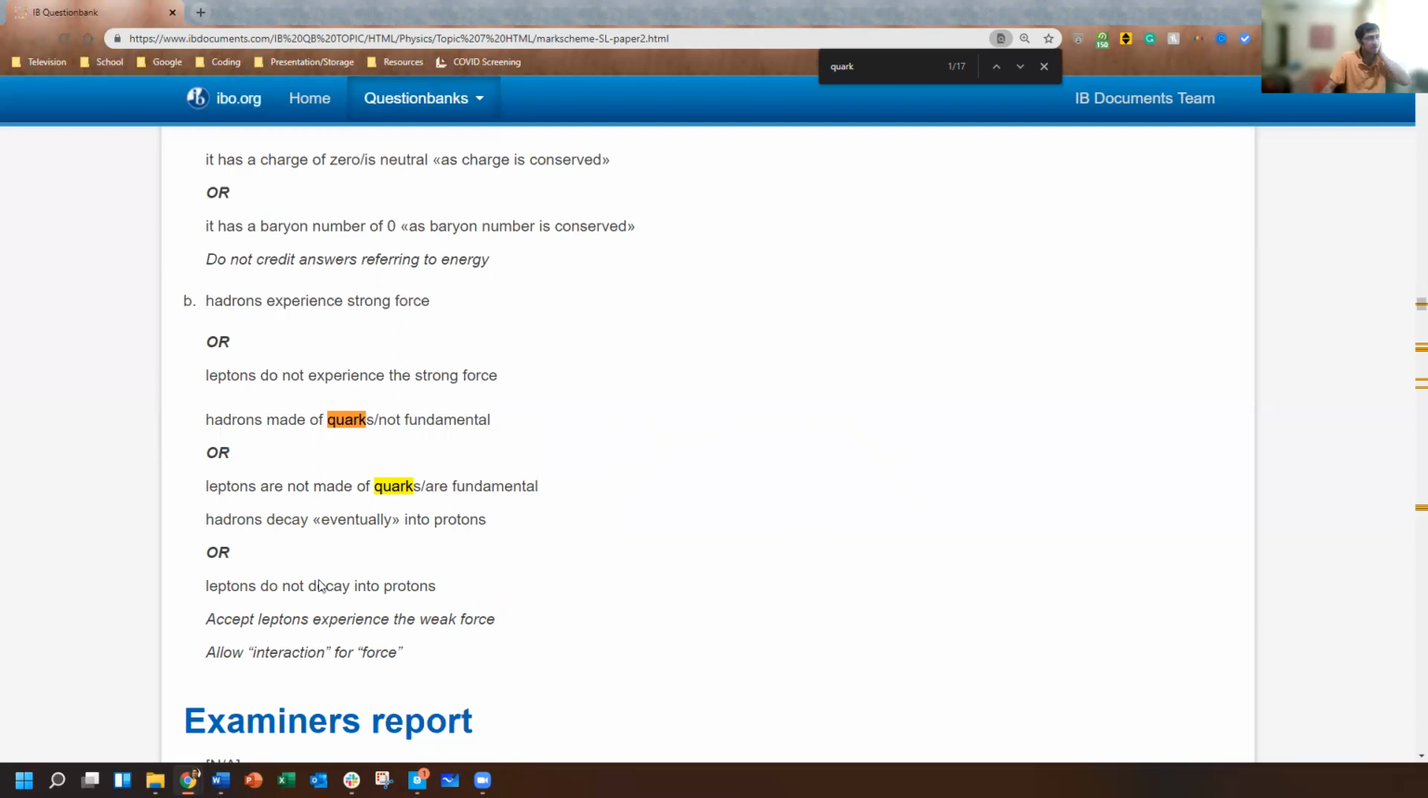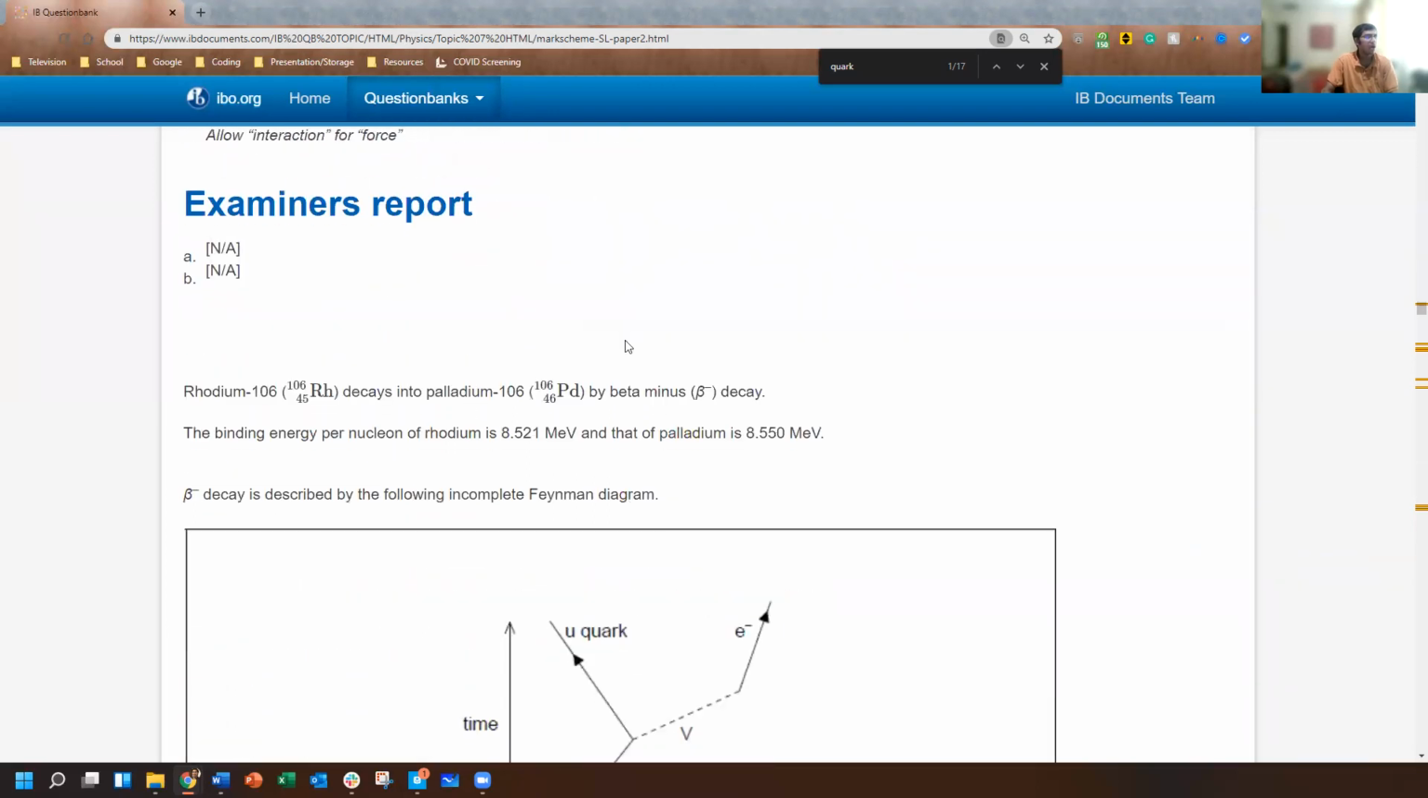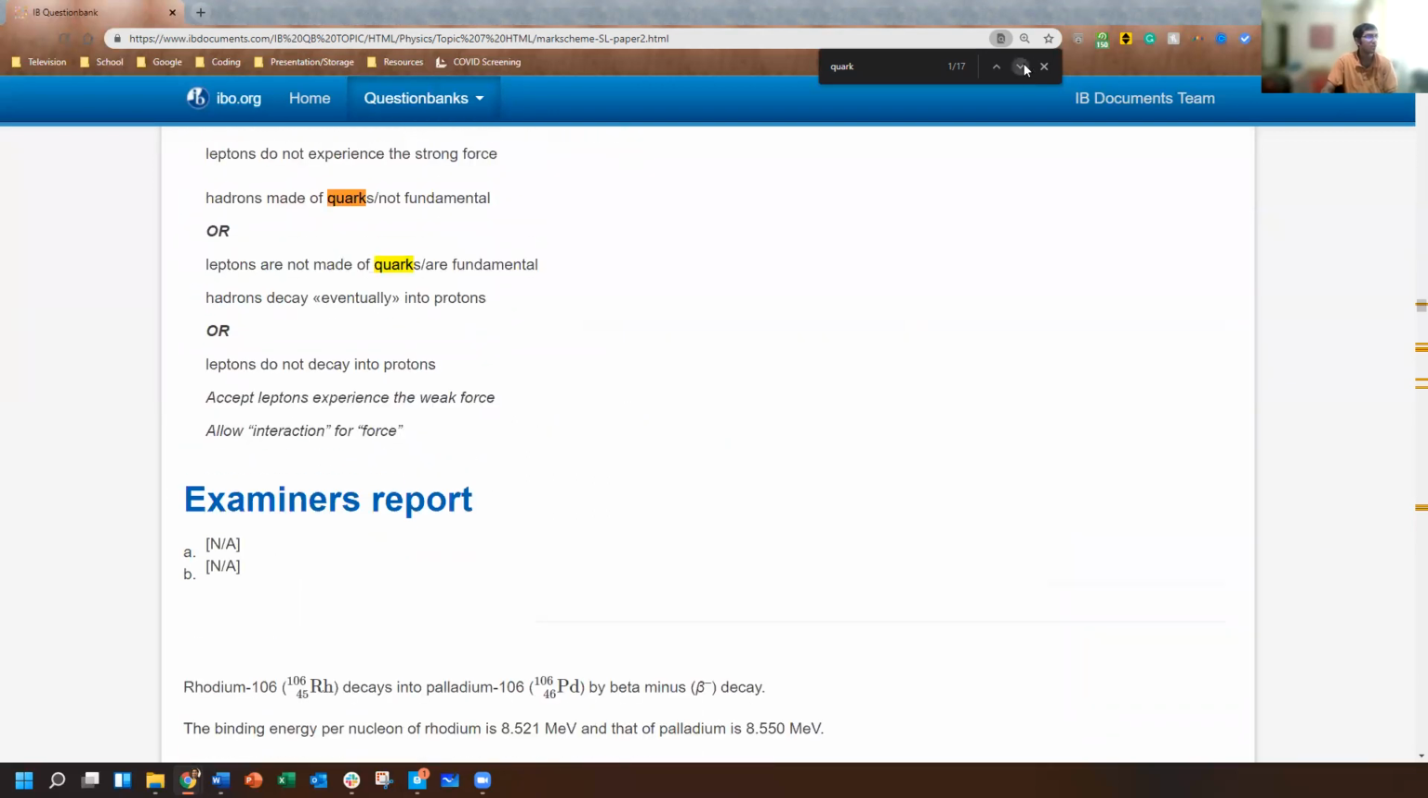And for this one, hadrons eventually decay into protons. I did not know that. Apparently that's the case. So hadrons eventually decay into protons, and leptons do not decay into protons. Obviously, because leptons are fundamental, so they can't break down. Okay. Let me see if I can find another one with a quark.